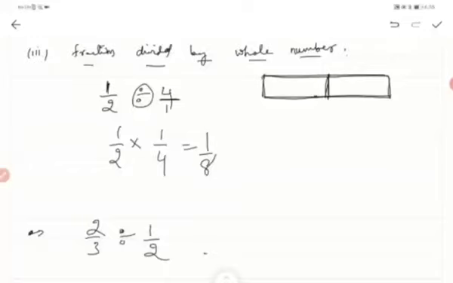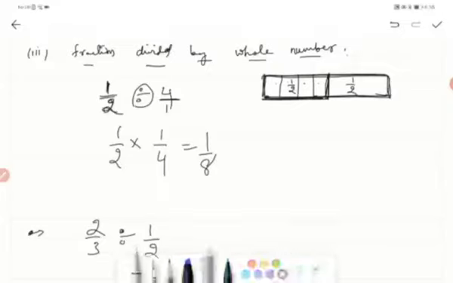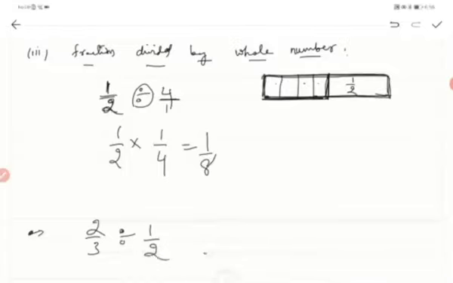Let me first plot half. So I have a rectangle. Now I'm dividing it into two parts, one each giving me half. Now each half is divided into four parts, so 1 2 3, 1 2 3 4. So when half is divided into four parts, each one will be 1 by 8, 1 by 8, 1 by 8, 1 by 8.